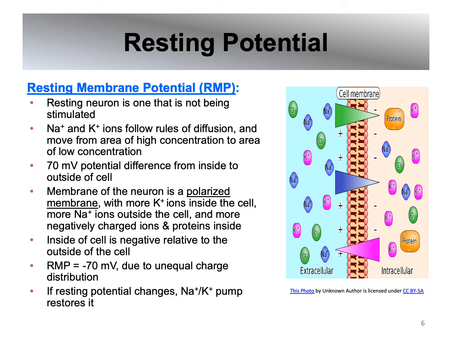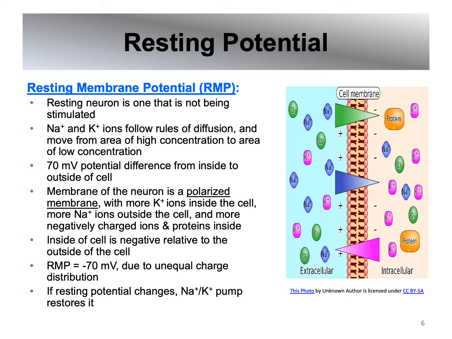The resting membrane potential is defined as the electrical potential difference across the plasma membrane when the cell is at rest, or in a non-excited state. When the neuron is not stimulated, the electrical charge across the membrane we call the resting membrane potential.